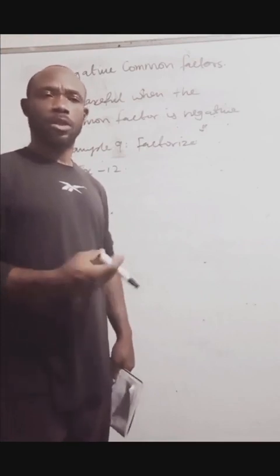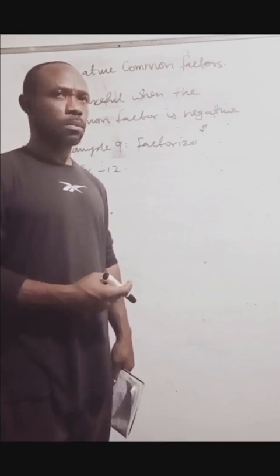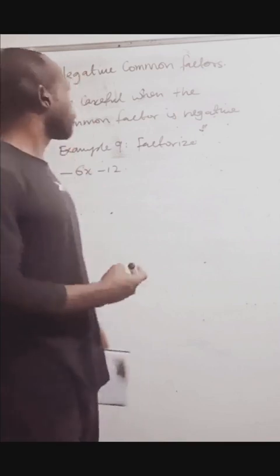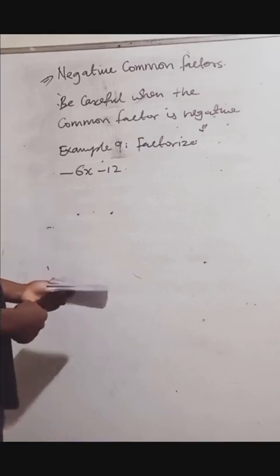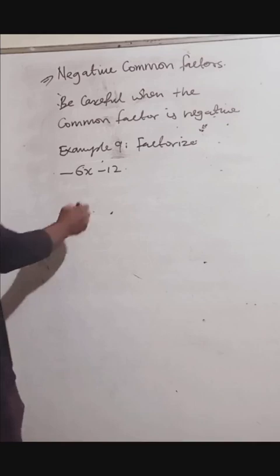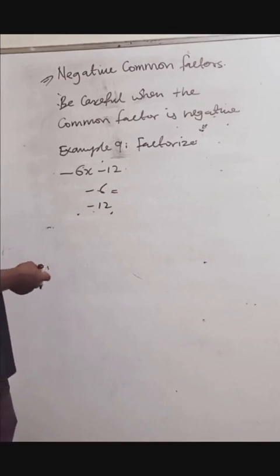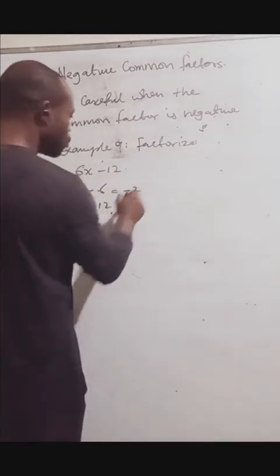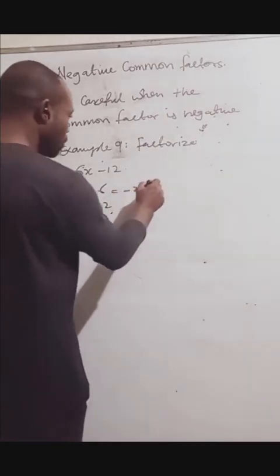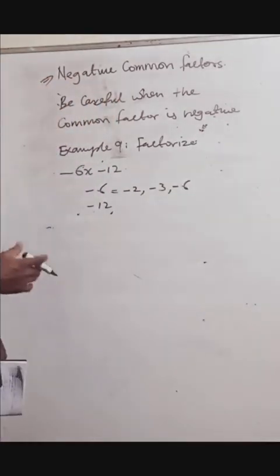Negative common factors. There are certain algebraic expressions where you come across negative common factors. If you're in such a situation, what do you do? In example number 9, we're asked to factorize minus 6x minus 12. So once again, let's look for the factors of minus 6 and the factors of minus 12. What are the factors of minus 6? We look for values that can divide minus 6 without remainder. So we have minus 2 is a factor that can divide minus 6 without remainder. Minus 3 is also a factor. And then minus 6 is a factor.